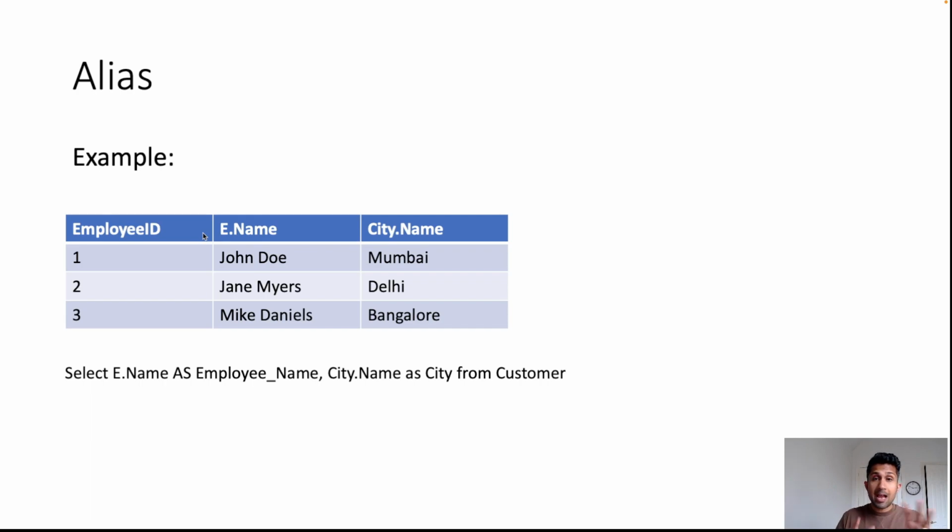So for example, we have a table here. We have three records. First column is employee ID, second is e.name, third is city.name. Let's say if you wanted e.name to be called as employee underscore name and city.name to be called as city, all you would do is you would say select e.name as. Now, as is the keyword you use to set an alias. So you say select e.name as employee underscore name, comma city.name as city from customer.